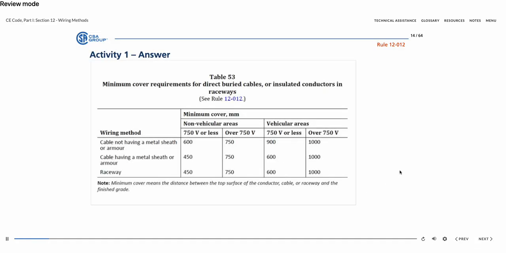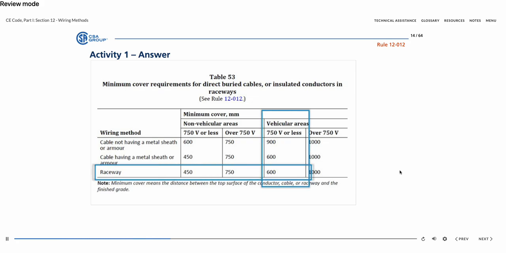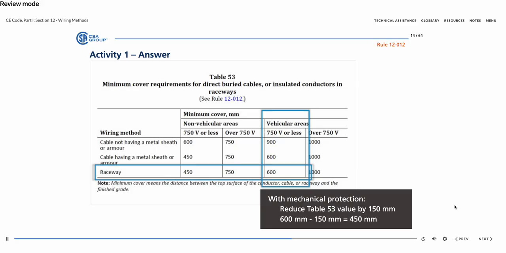The column for cables rated 750 volts or less in a vehicular area, and the row for armored cables are selected to get an initial cover requirement of 600 millimeters. Because mechanical protection has been provided, the table value can be reduced by 150 millimeters, resulting in a cover requirement of 450 millimeters.